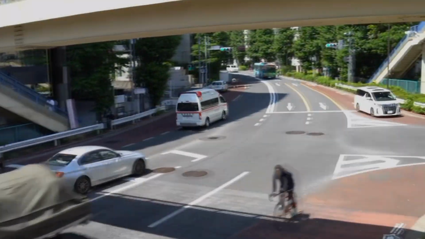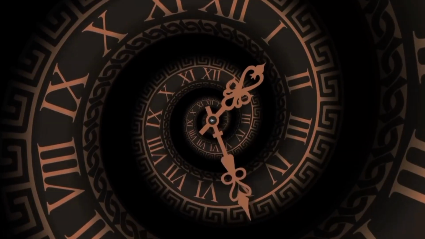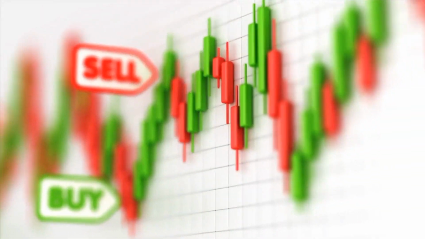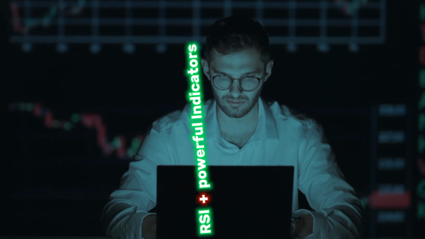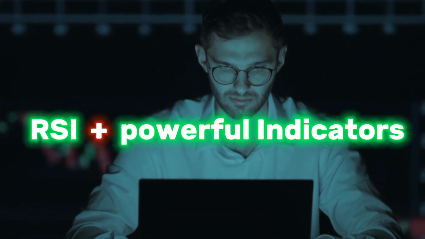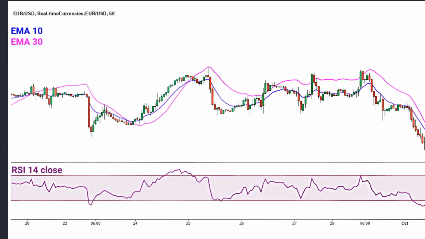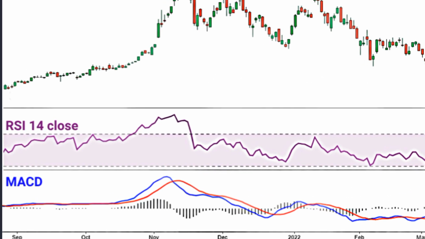Imagine hearing the sound of an emergency. Everything is urgent, decisions need to be made quickly, and every second counts. That's exactly how the market feels when opportunities appear and disappear in a flash. But with the right tools, like RSI combined with powerful indicators, you can stay calm, take control, and make the right moves. Today, I'll show you how to use this life-saving combination in your trading strategy with real market examples.